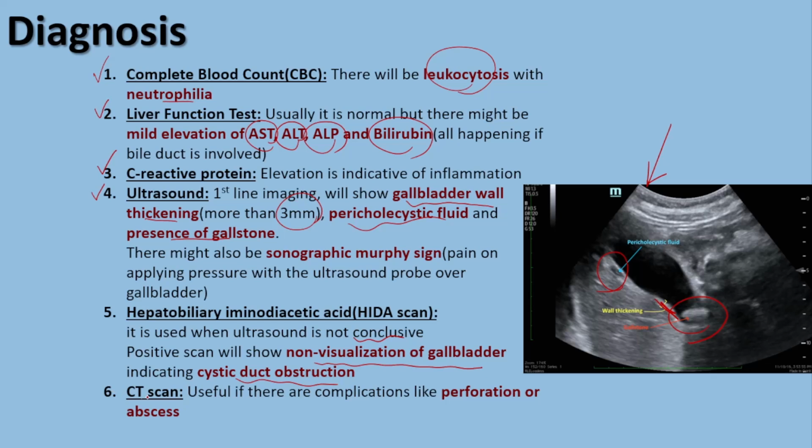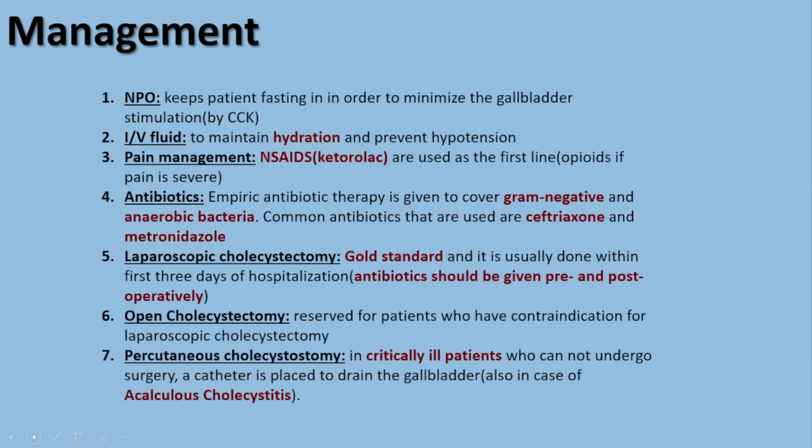We can also use CT scan, and it is usually used when we have complications like perforation and abscess inside the gallbladder. So what kind of managements we can use in case of cholecystitis? First of all, NPO, nil per os, keeping the patient hungry and fasting, and it is done in order to minimize the gallbladder stimulation. Remember that stimulation of the gallbladder with the enzyme of cholecystokinin causes contraction of the wall of gallbladder in order to empty the bile into the biliary system.